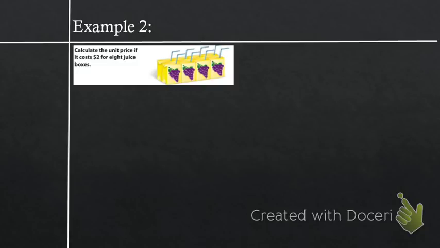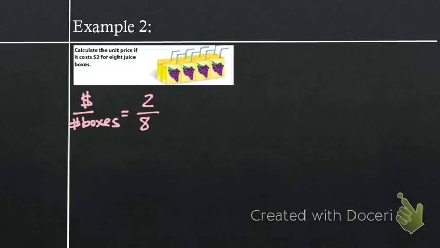Alright, our second example. Calculate the unit price if it costs $2 for 8 boxes of juice. We are comparing money to our number of boxes. It costs $2, so my money is in my numerator. And we have 8 boxes of juice, so we're trying to find the unit rate of how much it's going to cost for 1 box of juice.